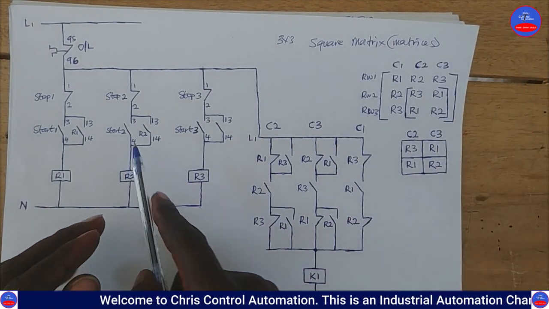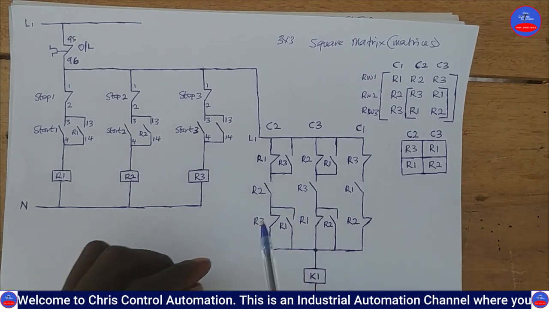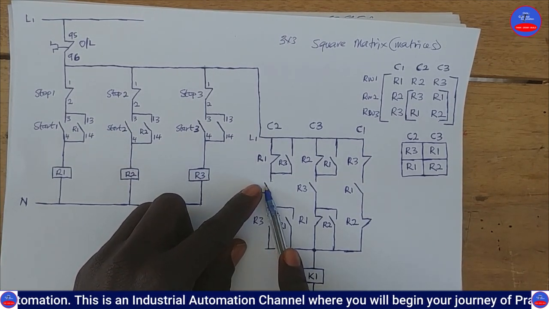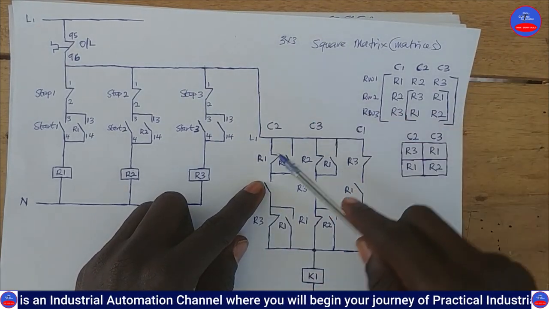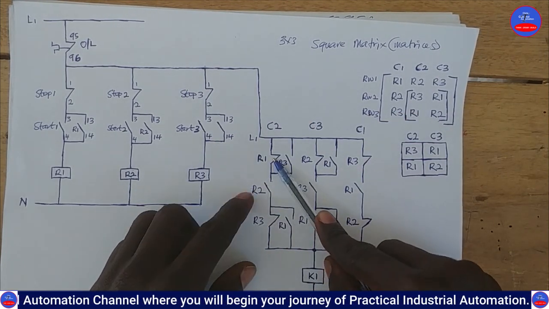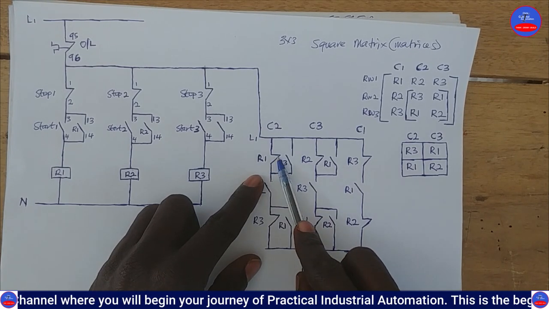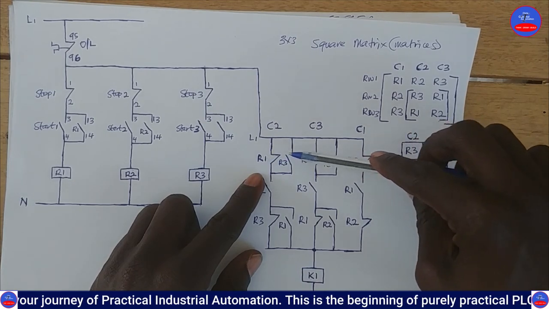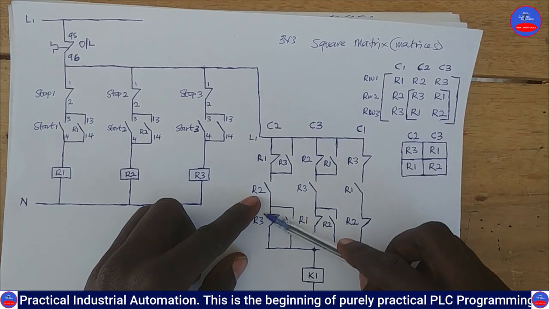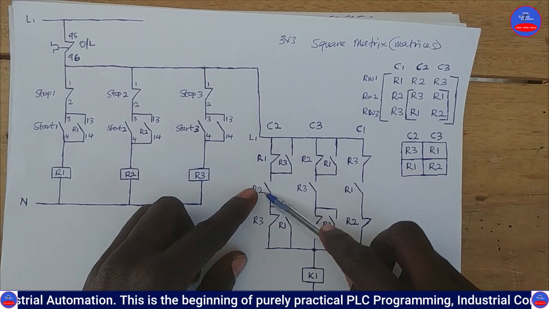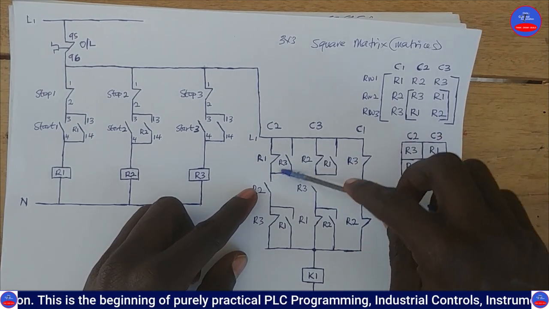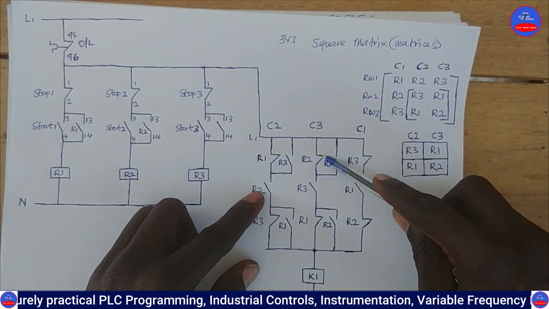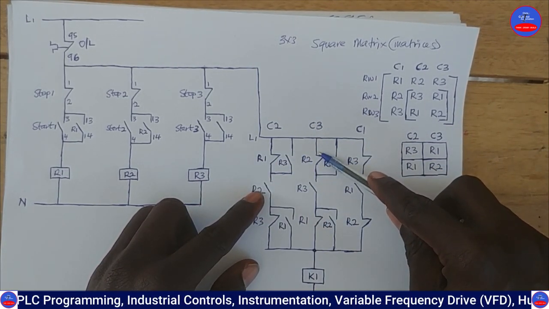So now we have energized the R2, and it means that this contact is closed. But because the R1 is still on, this one is open. So this side is open, and no current can flow through here. Even if this side closes, this side is open, so no current will flow through here. Let's come to this column. The R2 is energized. This side is open.